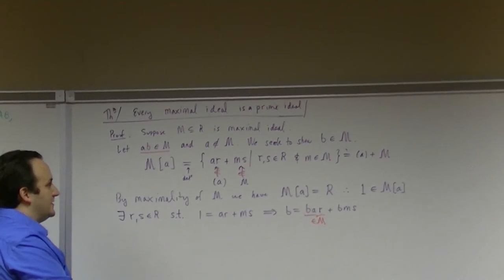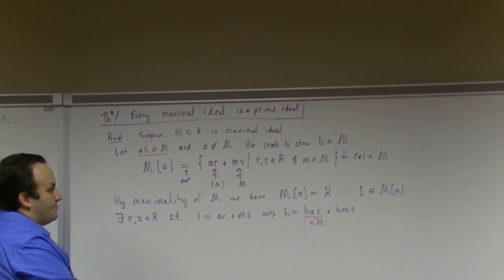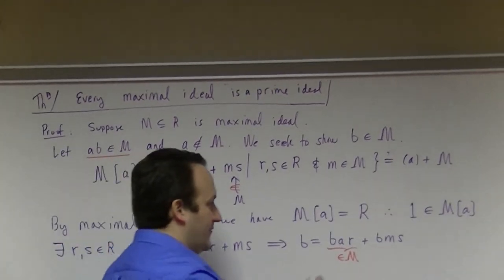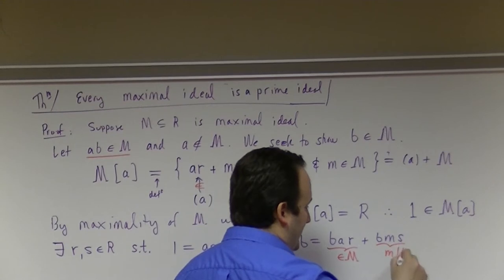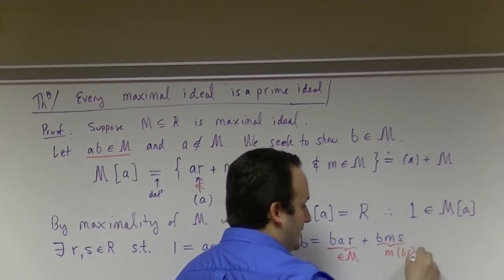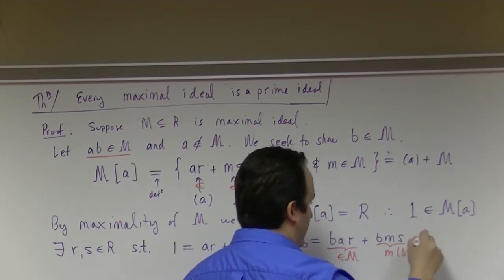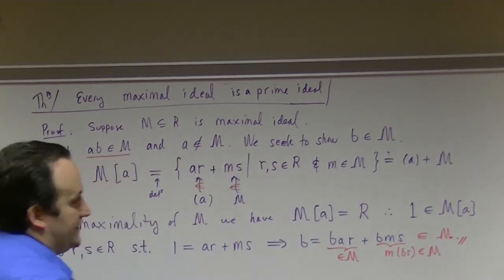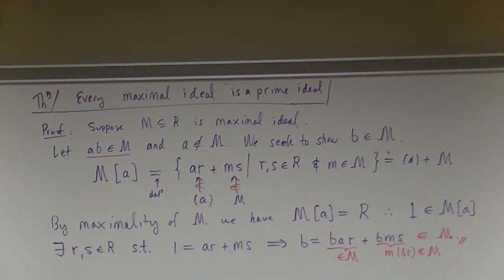And why is BMS an element of M? Because M is an element of M, and it's an ideal. Right, exactly. So this is really just M times BS, but BS is a ring element, so M times a ring element is again in M. So the sum is in M as well. And that was what we were trying to prove, that B was an element of M. So as you can see, we just used characterization 2 of the prime ideal. We used elements in this argument. But this shows that every maximal ideal is prime.